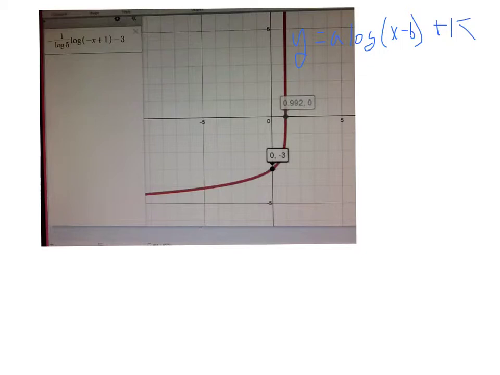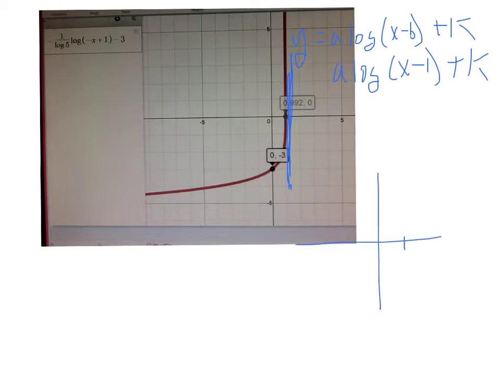What I'm seeing, just so you know, I'm going to talk myself through this. I'm seeing the vertical asymptote is at, let's see, where every line is worth 1. So I'm seeing a vertical asymptote at x equals 1. So I'm going to write y equals a log of x minus 1 plus k. Now the other thing I'm leery about is, normally a log graph looks like this, right? It goes through 1, 0, like this.